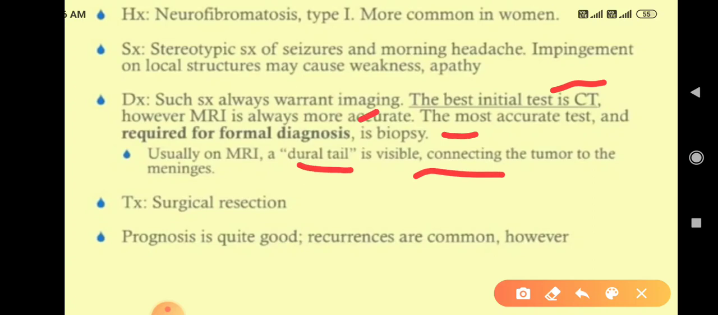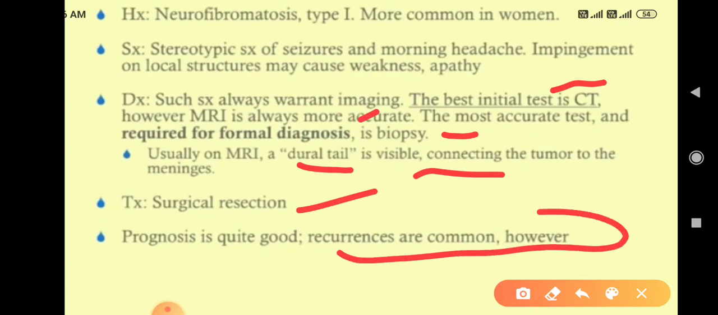The dural tail is visible connecting the tumor to the meninges, and the treatment here is surgical resection. Prognosis is quite good, but recurrence is common.